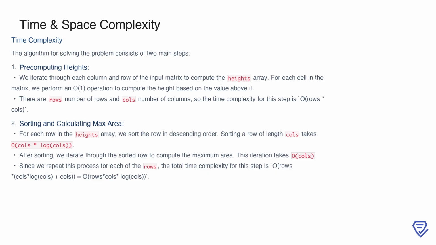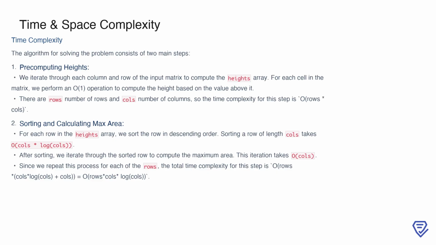The first step involves pre-computing the heights for each column in the input matrix. This is done by iterating through each cell of the matrix and calculating the height based on the value above it. Since this involves a single pass through the matrix and each operation is O(1), the time complexity of this step is O(rows * cols), where rows represents the number of rows and cols represents the number of columns in the matrix.